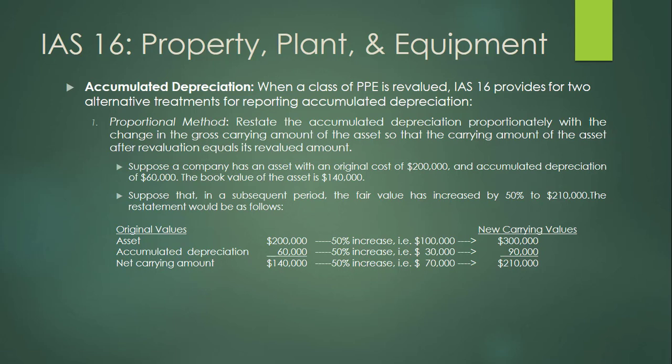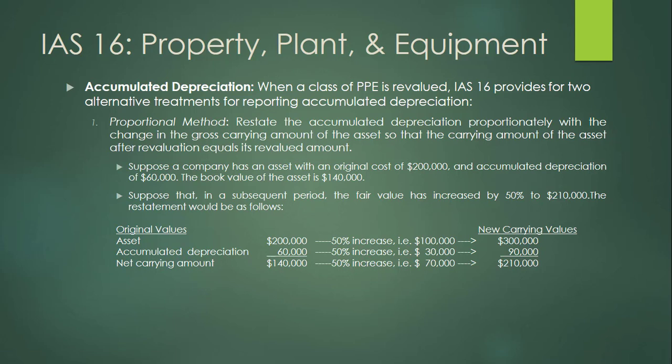In this fact pattern, we are told that the fair value of the asset has increased by 50%. So from the net carrying amount or book value of $140,000, fair value is increased by 50% to $210,000. Okay, so the new carrying values are figured out on a proportional basis. So it's important to keep in mind what the original ratio of net carrying amount to gross carrying amount was. That ratio was $140,000 divided by $200,000, equaling 70%.